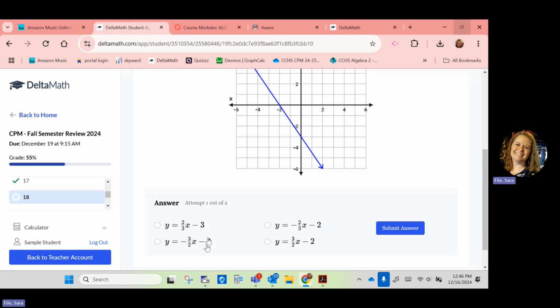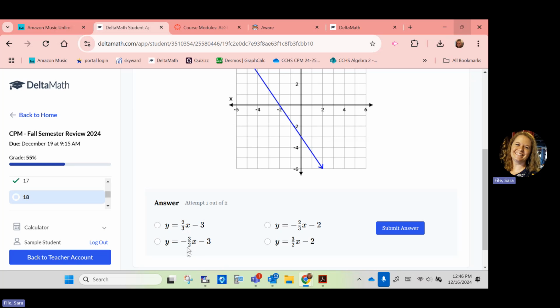Okay, that's these two. Okay, these are out. They have the wrong b value. Then the only difference in these two is the slope. Notice this one has a positive 2/3 slope. This one has a negative 3/2 slope.